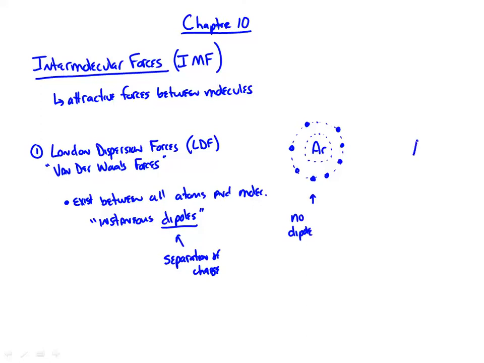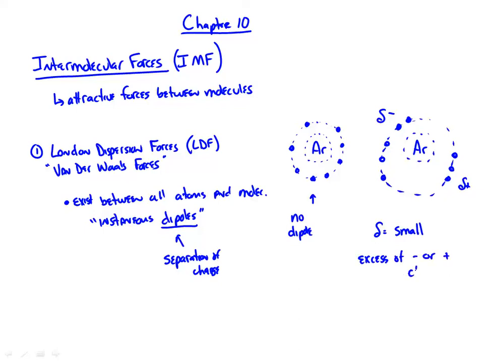But if at any given instant the electrons on the argon atom are asymmetrically distributed, meaning maybe there's more of them on this side, 3, 4, 5, and at any given moment there's only 3 on that side, then there's what we call a small excess of negative charge and a small excess of positive charge. Remember that delta means small, and we're saying that we have either a small excess of negative or positive charge. And remember, for dipoles, opposites attract.